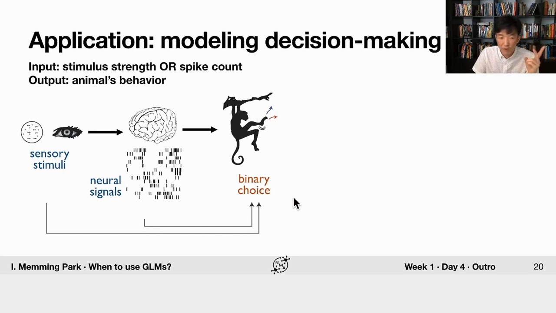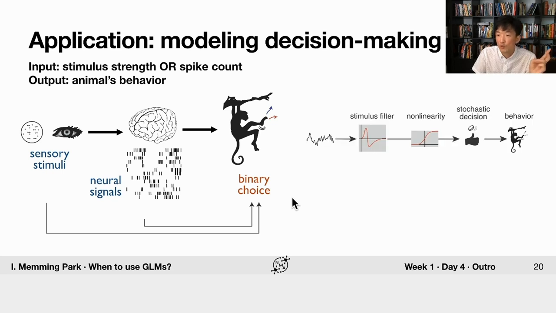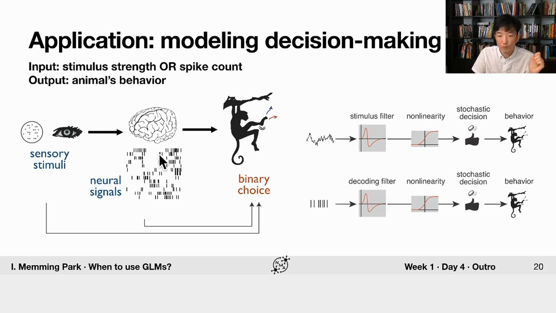The behavioral outcome is just binary in these binary choice tasks, which means we can use a logistic regression. Let's say the stimulus comes in, there's a stimulus filter, go through the logistic nonlinearity, coin toss, and then it will predict left or right. And same for the neural activity. You can use spike trains to predict the behavioral output using logistic regression.